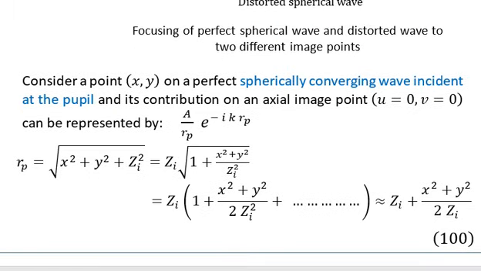You know that rp in the spherical wave equation exists at 2 places. One is the amplitude, that is A over rp. This rp in the amplitude will simply be replaced by zi. And there is another rp in the exponent, as e to the power minus iota k rp. This rp will be replaced by the rp given by equation number 100.